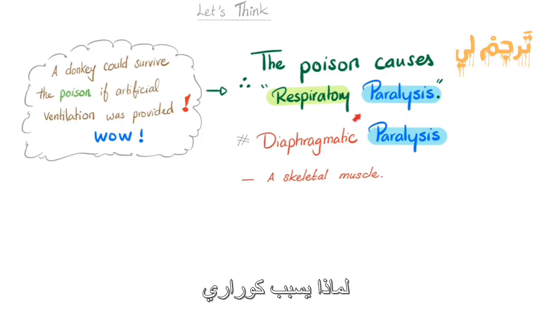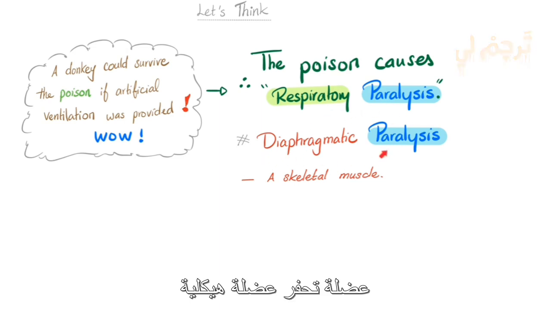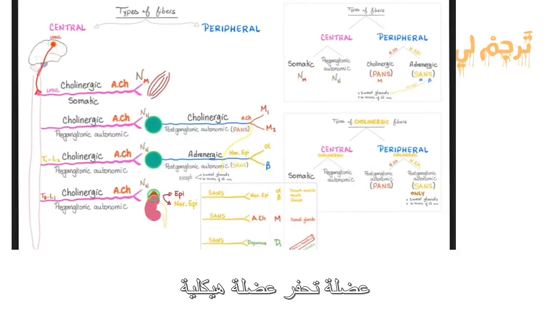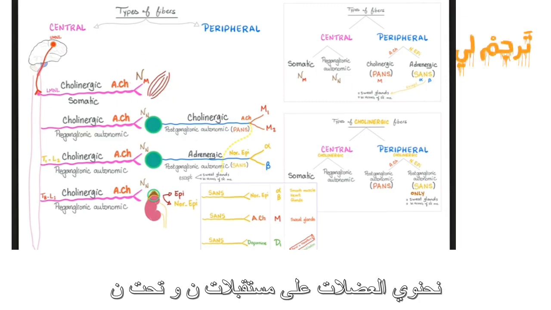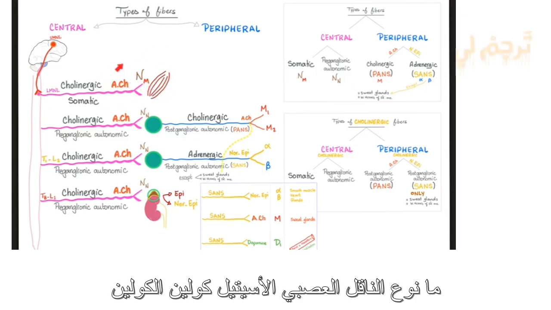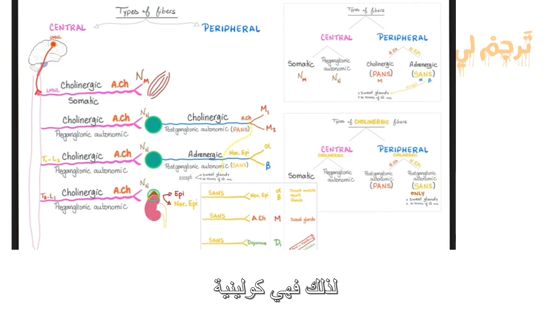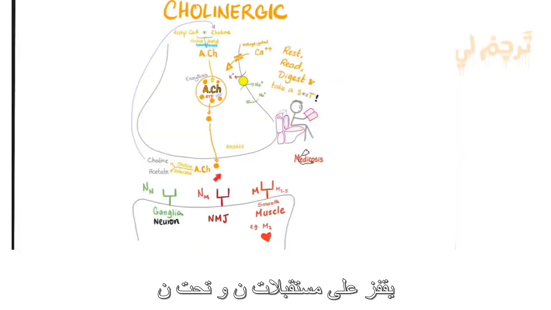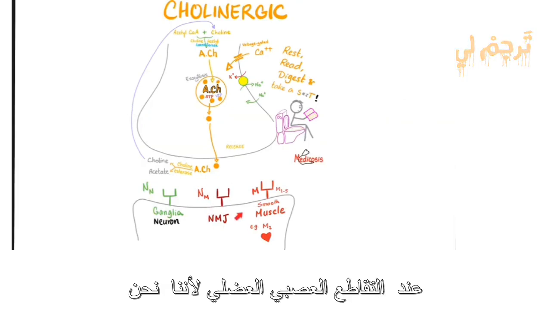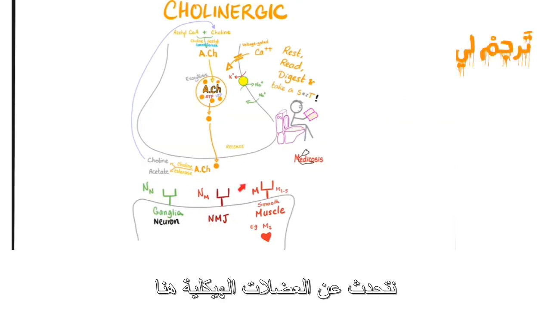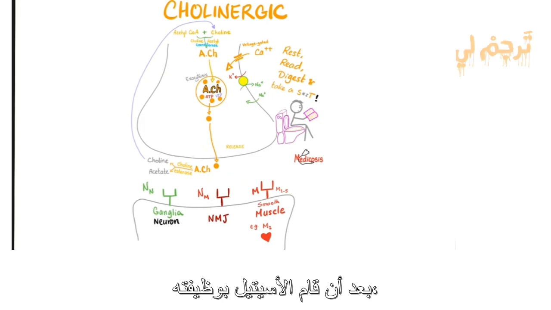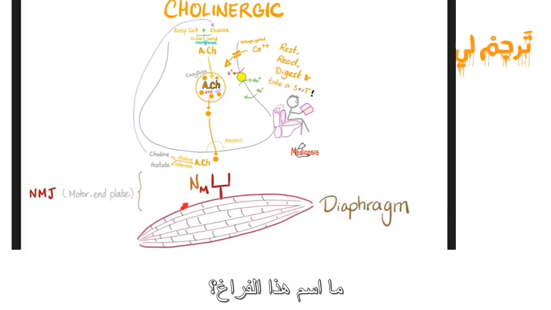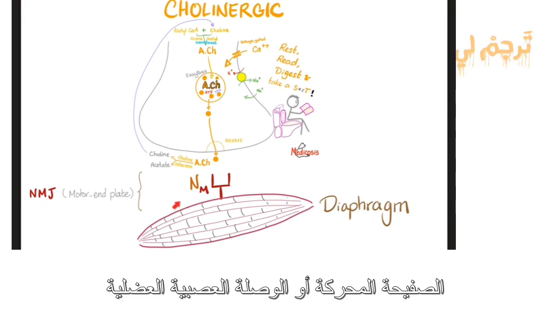Why does curare cause respiratory paralysis? Because it causes diaphragmatic paralysis, because this is a muscle. It's a skeletal muscle. What do skeletal muscles have? N sub M receptor. What kind of neurotransmitter? Acetylcholine. Choline, therefore they are cholinergic. Acetylcholine is being released and it's gonna jump onto the N sub M receptor at the neuromuscular junction because we're talking about skeletal muscles here. After acetylcholine has performed its job, thank you so much, cholinesterase enzyme is gonna take you to the cleaners. What's the name of that space? Motor end plate or neuromuscular junction.